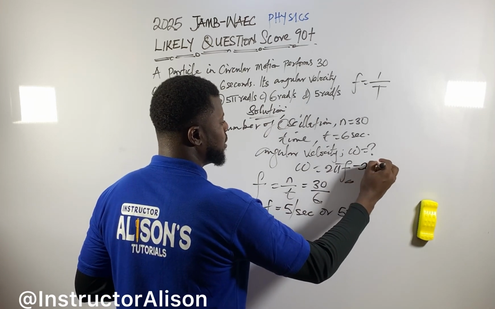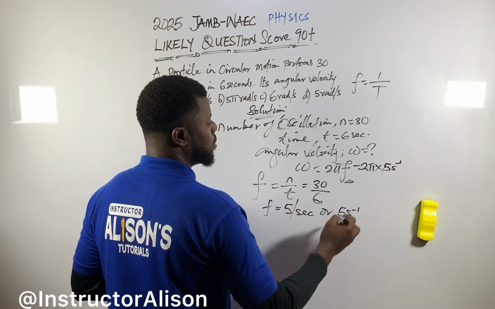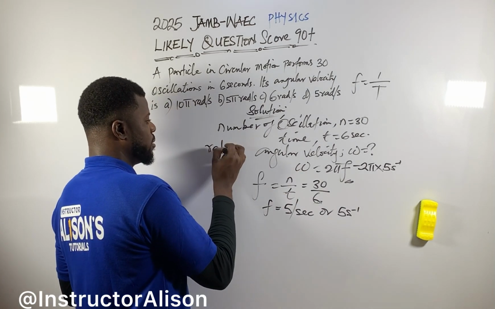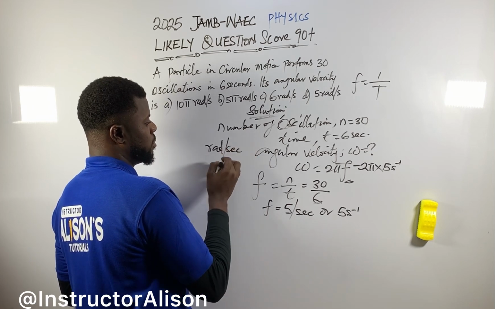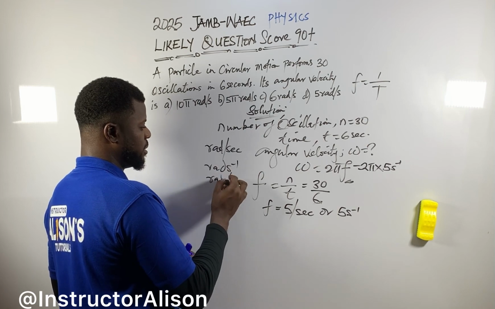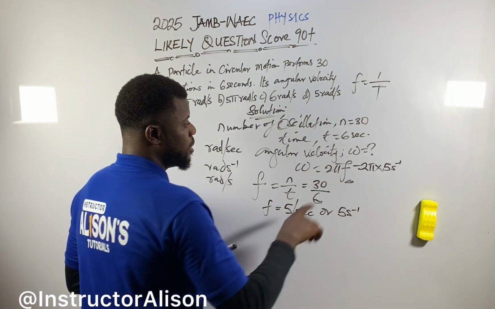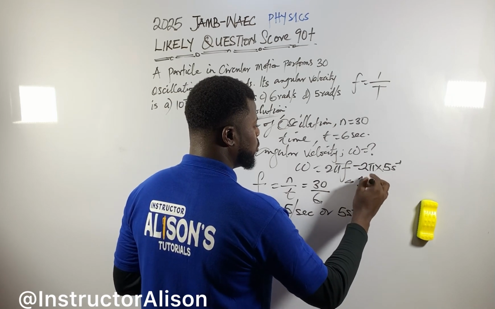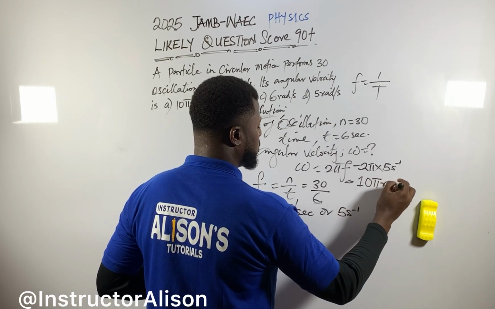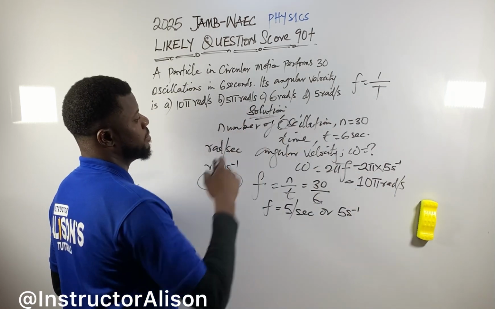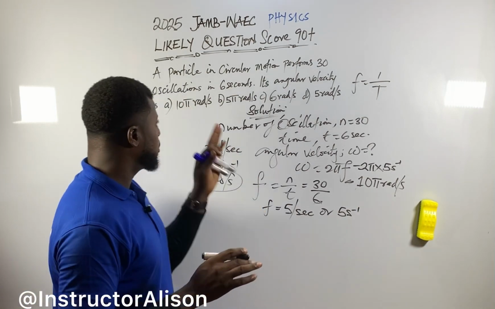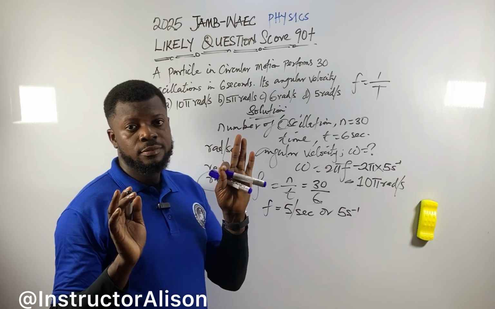That means omega is 2 pi times 5 per second. I know say omega, this angular velocity, the unit will be radian per second. So 2 multiplied by 5 will give me 10. No need to change this pi, just leave the pi, then add this unit here, radian per second. Final answer. It matches option A.